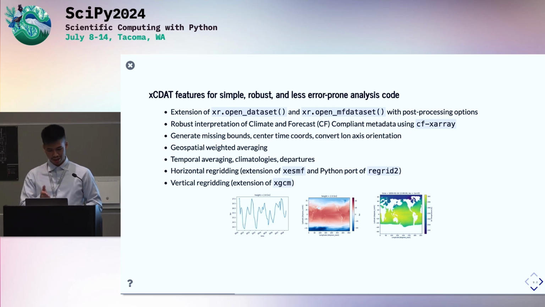We also use the cf_xarray package for CF compliant metadata, basically interpreting the metadata on data sets to ensure that they follow a specific standard, which is CF. And that allows us to operate generally across different data sets regardless of the source model. So as long as the data set is CF compliant, xCDAT should be able to interpret the metadata and run things like temporal averaging, climatologies, departures, and recognize the dimensions to operate on pretty seamlessly. I already mentioned horizontal regridding and vertical regridding are part of the package as well.